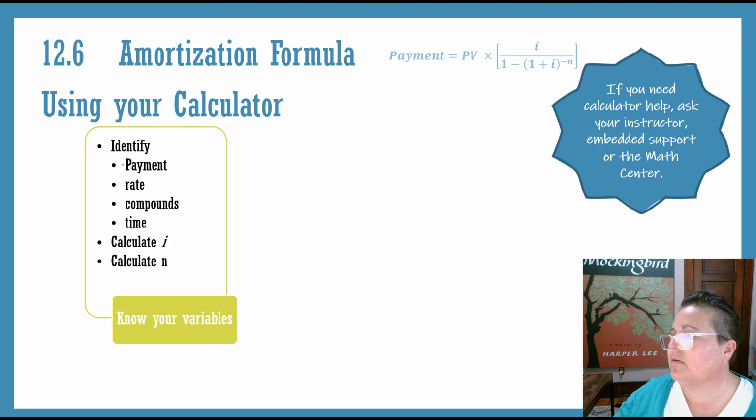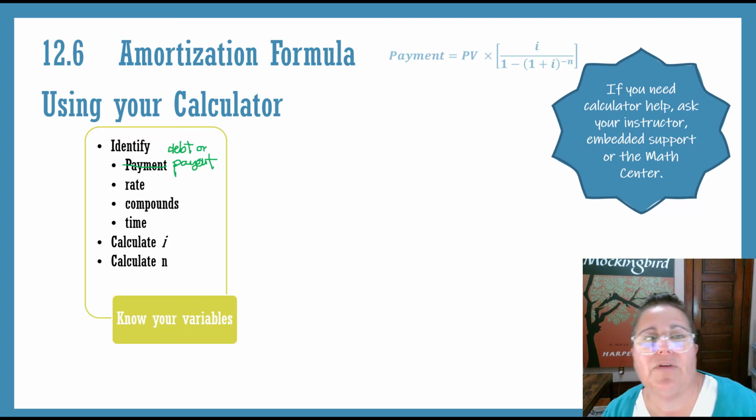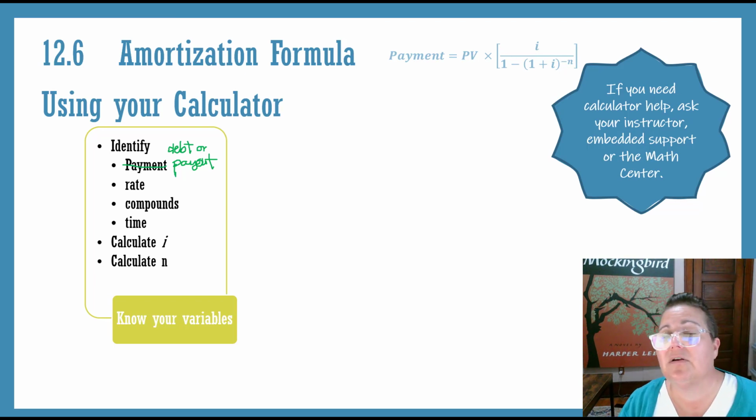I'm going to need the debt or the payout, or payout. That you can tell your interest rate, the number of compounding periods, and the time in years. You'll need this information to calculate your I value and your N value.